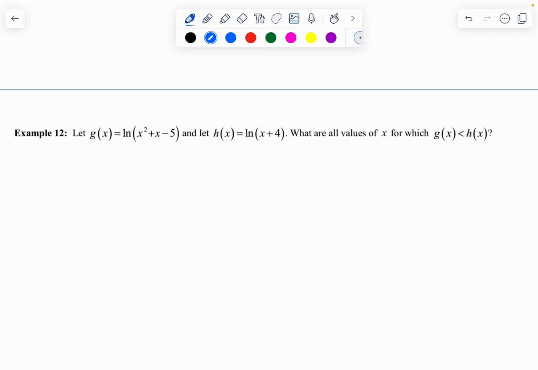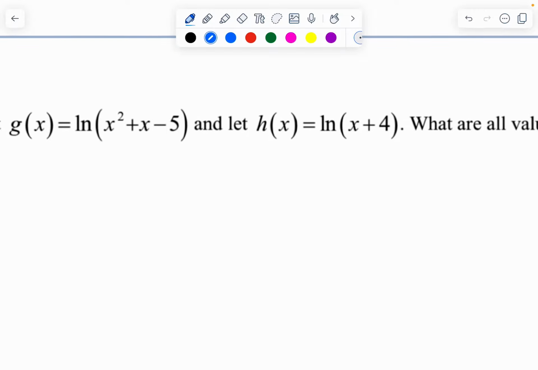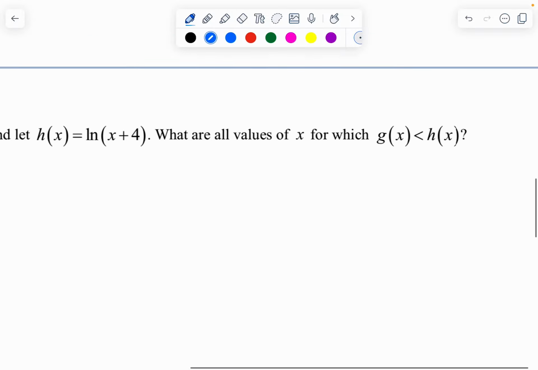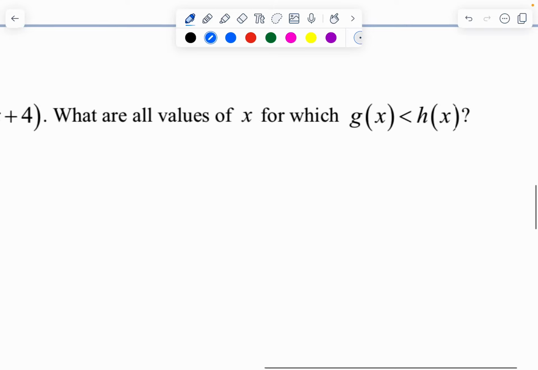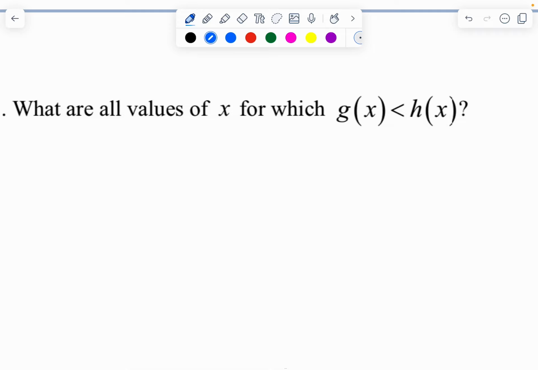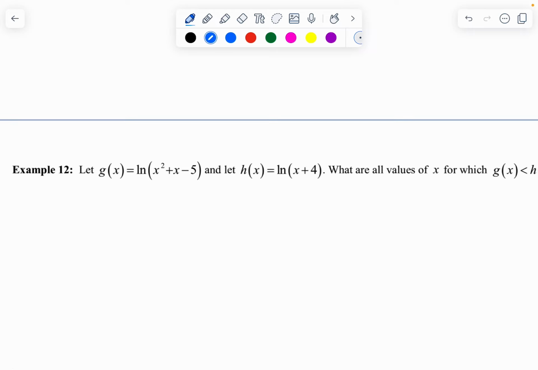In this particular problem, we have a function g that's a natural log function and a function h, and we want to know ultimately when is g less than h. In order for g of x to be less than h of x, they both have to be valid. So any restrictions on g are no good for the whole situation. Any restrictions on h are no good.